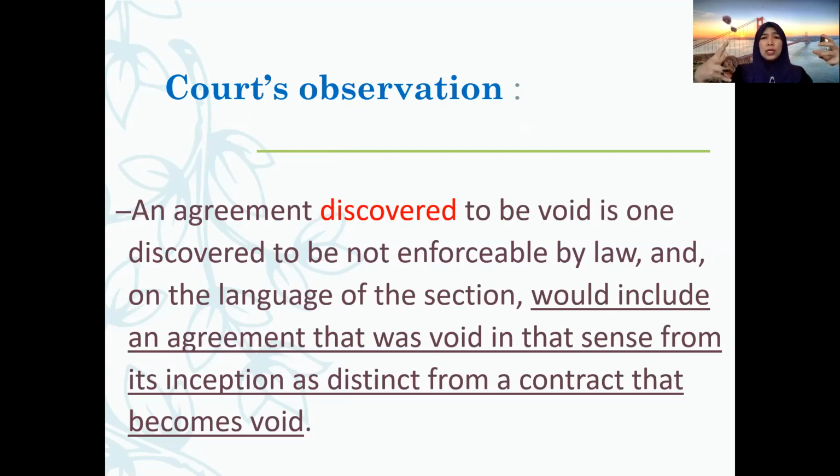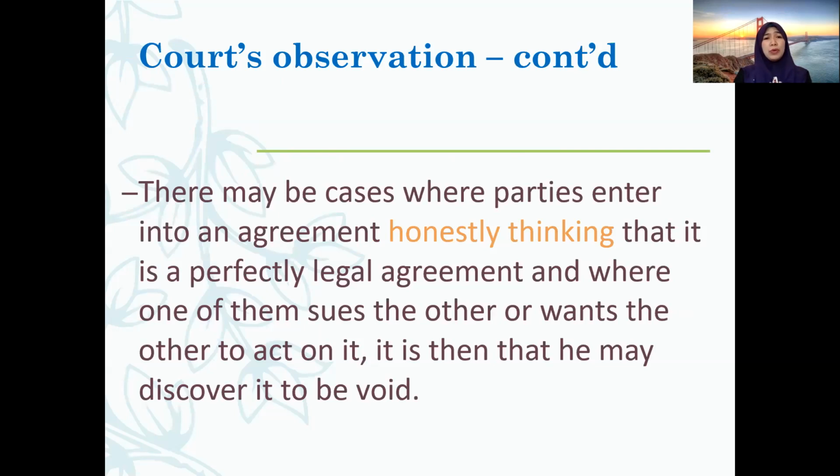So there could be two situations, okay? The first one, the agreement was void from the very beginning. Another situation, the agreement was valid, but later something happens and the contract becomes void. So there could be two situations in relation to this section. So the court said there may be cases where parties, like this case actually, enter into an agreement honestly thinking that it is a perfectly legal agreement, and where one of them sues the other or wants the other to act on it, only then he discovered the agreement actually was void.